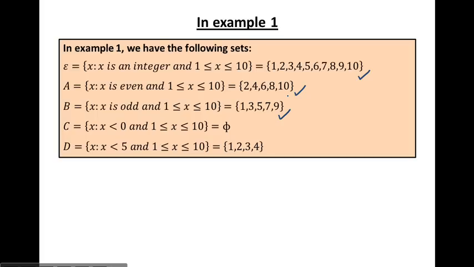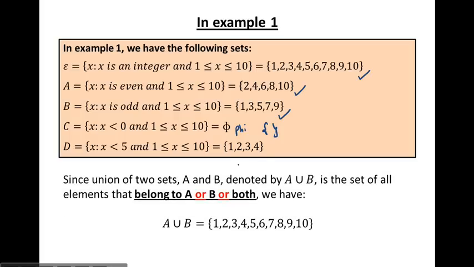If you notice C carefully, you'll find that there's no integer that falls within 1 to 10 and at the same time is negative. Therefore we use this Greek symbol called phi to denote empty sets. Another word for empty set is null set. So C is in fact a null set. You can use this phi symbol or open and close braces to denote empty sets. D is a set that contains the elements 1, 2, 3, and 4.